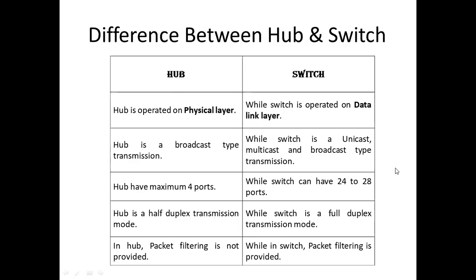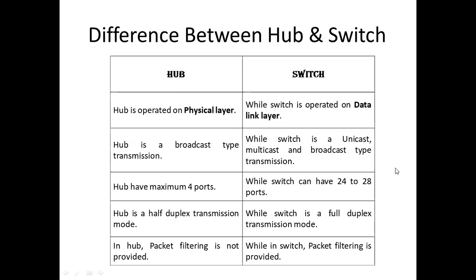The next point is that a hub is a broadcast type of transmission, while a switch supports unicast, multicast, and broadcast transmission. Now, what is this? Broadcast, unicast, and multicast are different types of how data is sent from one device to another.